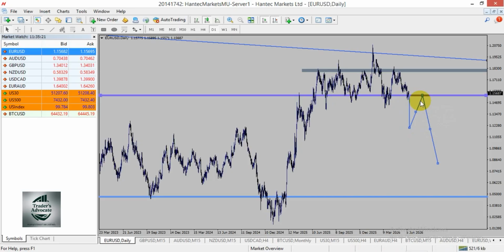So once we break out here, we pull back here for a retest. I'll be waiting for a daily candlestick bounce. Once I see a daily candlestick bounce, i.e. bearish engulfing candlestick, shooting star, inverted hammer, you name them, right? Tweezer top, you name them, right? I will go to the 4 hours time frame to refine my entry.